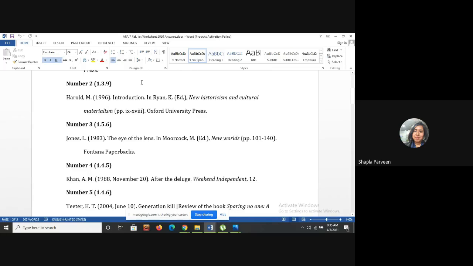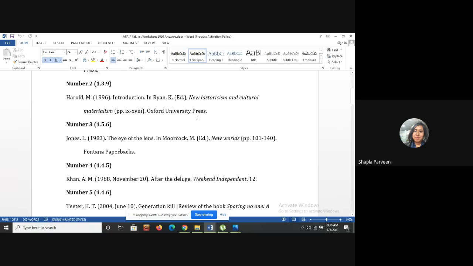Okay, and the information was taken from the introduction, so that's written, then dot, then Ryan K, the editor's name is given, and then in brackets is written ED, because capital E, D, dot stands for editor. So that's in brackets, and then the name of the book, New Historicism and Cultural Materialism. Now, since this is the introduction, that's why the page number is needed here, according to this rule. PP dot, page number is given, then dot, Oxford University Press.